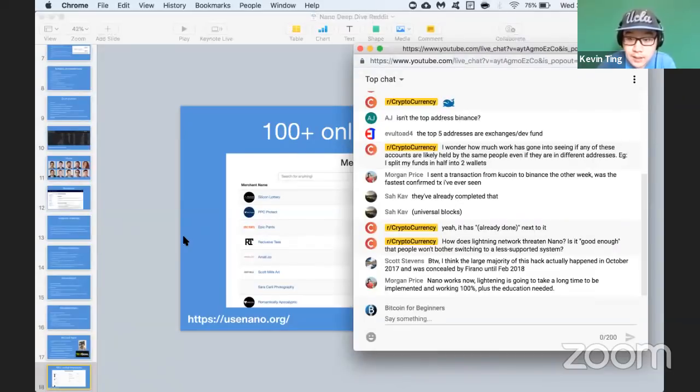And let's see, Nano works now. Lightning's going to take a long time. To the cryptocurrency mod, I'm not too well read into Lightning Network yet. I feel like if it is implemented in terms of all the promises being made by the Bitcoin team and the community, then it could threaten Nano. But I guess we'll see, because it's not quite mass adopted yet.